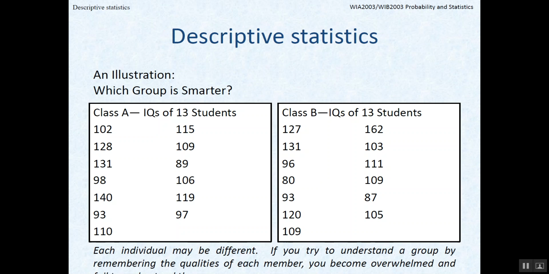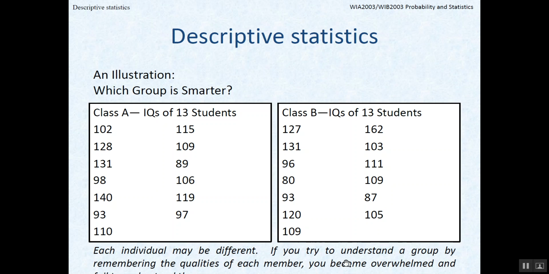For descriptive statistics, here we have an illustration. For example, there are two classes, class A and class B. There is one question here: which group is smarter? Each group has 13 students, and this is the IQ score that they have got. If you can see, there are 13 in each of these classes, so each individual may be different.